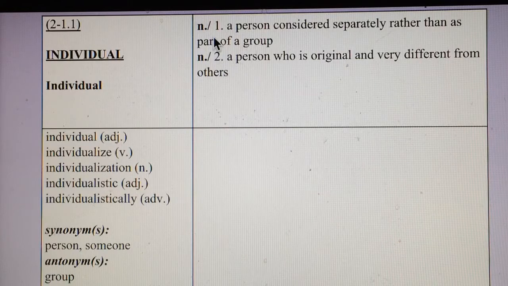Let's consider the noun definitions. We have 2 of them for you, a little bit similar. The first one is a person considered separately rather than as part of a group. Usually when we think about this definition, it's one of many, one person in a group of many. And when you think about that person separately, consider their distinct or different characteristics and recognize them as a unique person as opposed to just simply part of a group.